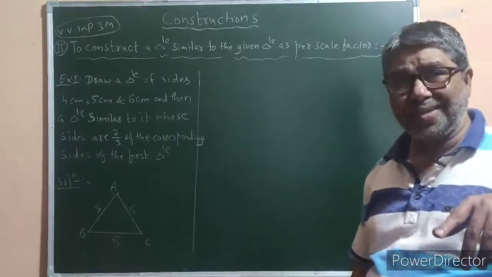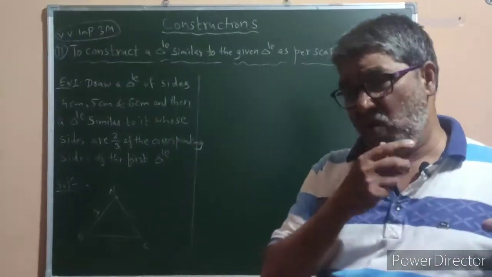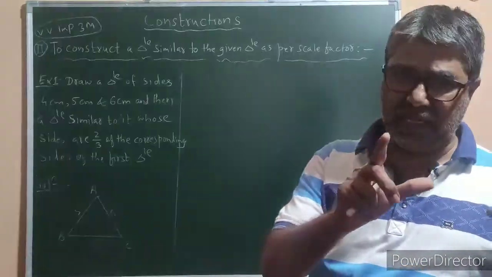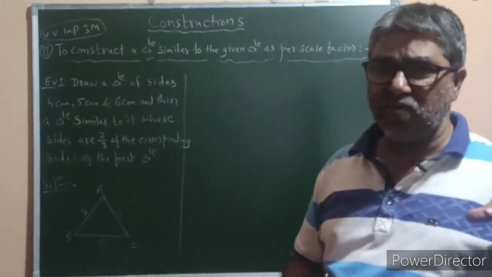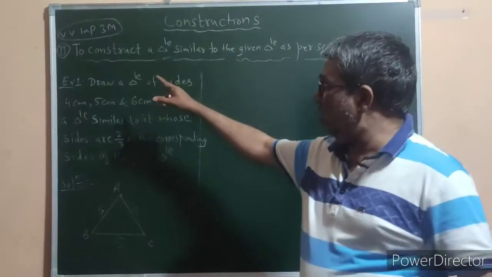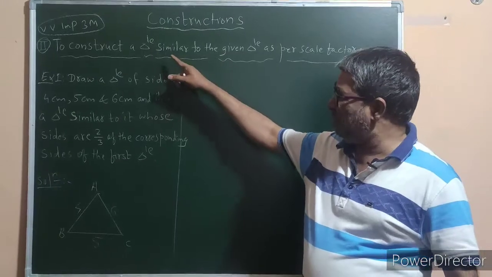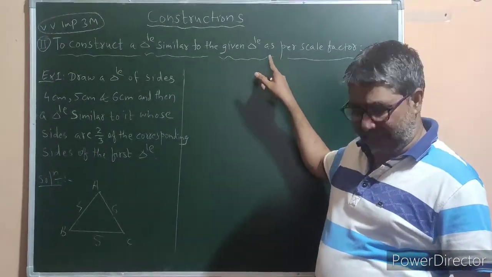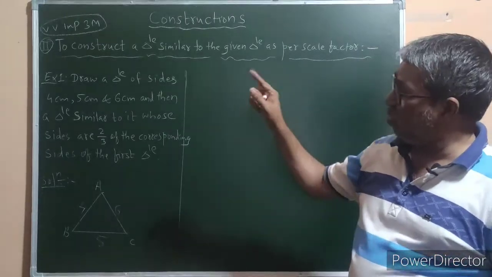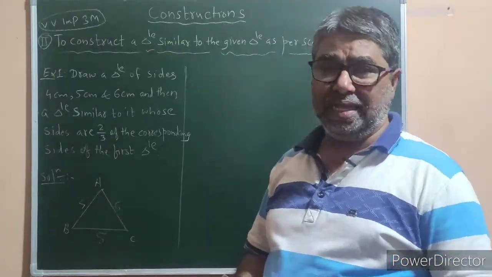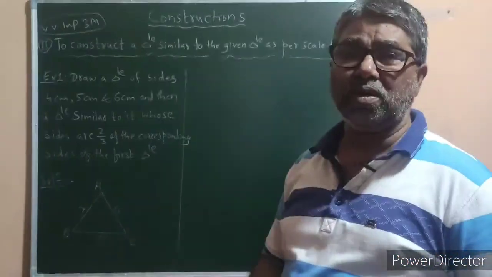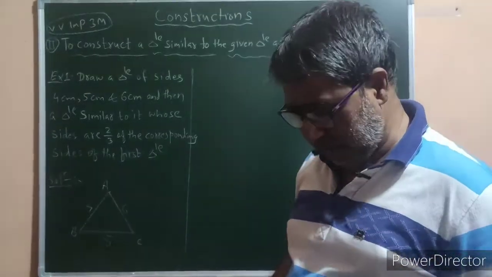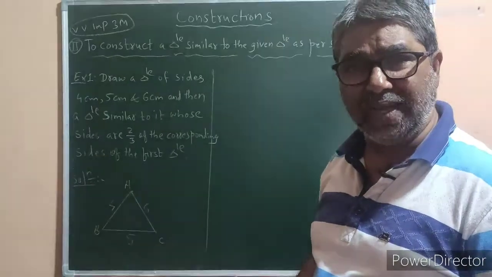In the topic constructions, in our previous video we have seen how to divide a given line segment in the given ratio. Now in today's video let us see how to construct a similar triangle to the given triangle as per scale factor. So dear students, from the point of view of your examination, this is a very important part. One question you will find carrying 3 marks. So let us solve a few examples.